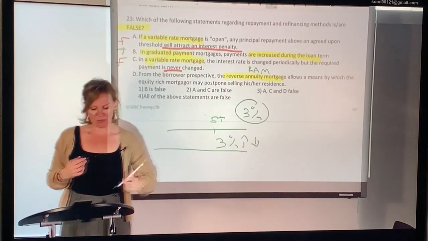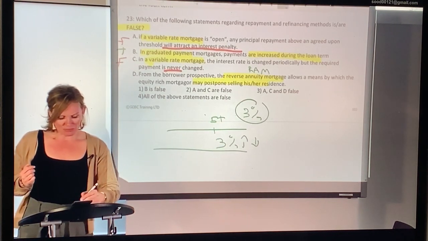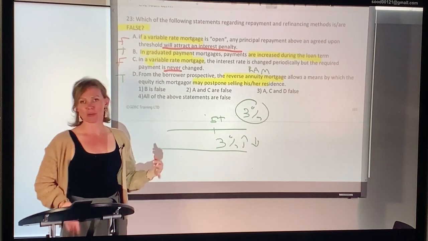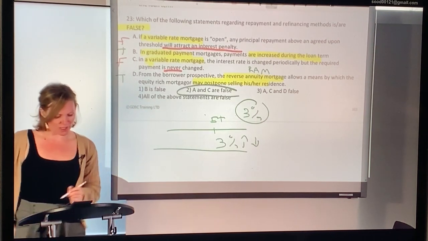So that is a true statement, because the whole reason is that they may postpone it, they don't need to sell it because the lender will give them payments on a monthly basis, and that will supplement their income, so they don't have to move, okay? So they're looking for true statements, so A and C is the option that they're looking for, right? So option 2 is the answer.